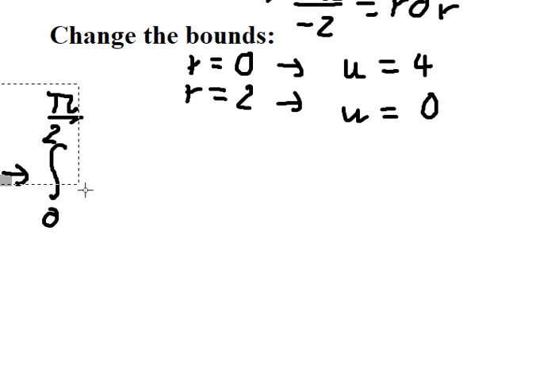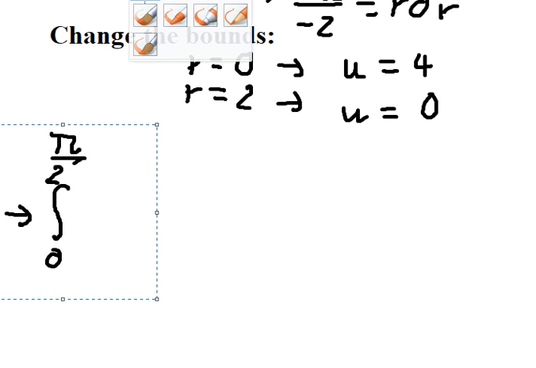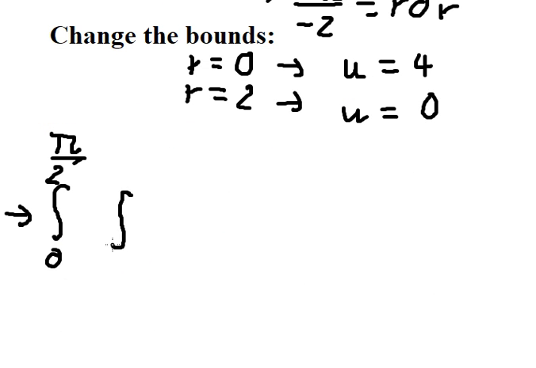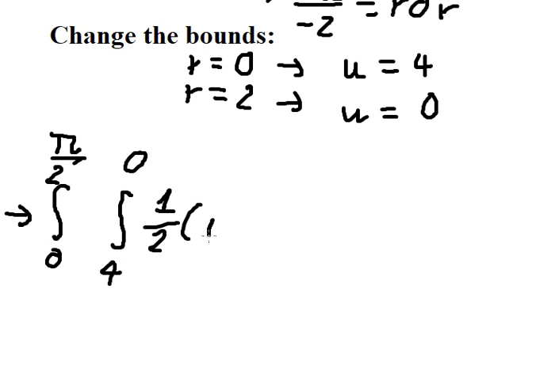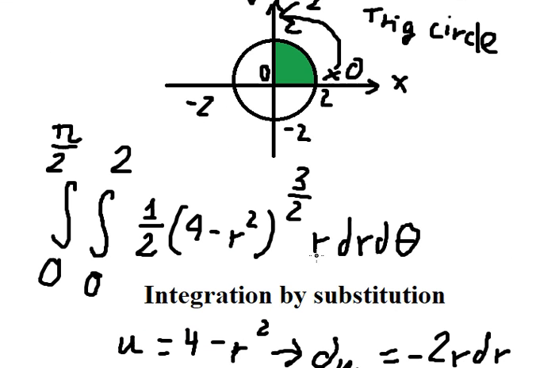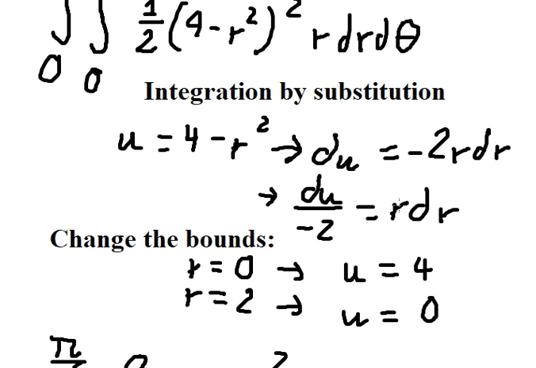And now we have the new one. Number 0 we change by number 4. Number 2 we change by number 0. Four minus r squared we change by u. R dr we change by du over negative number 2.